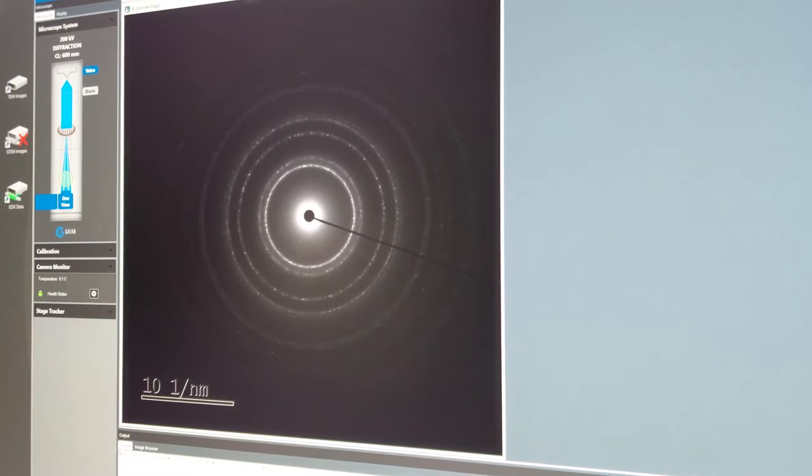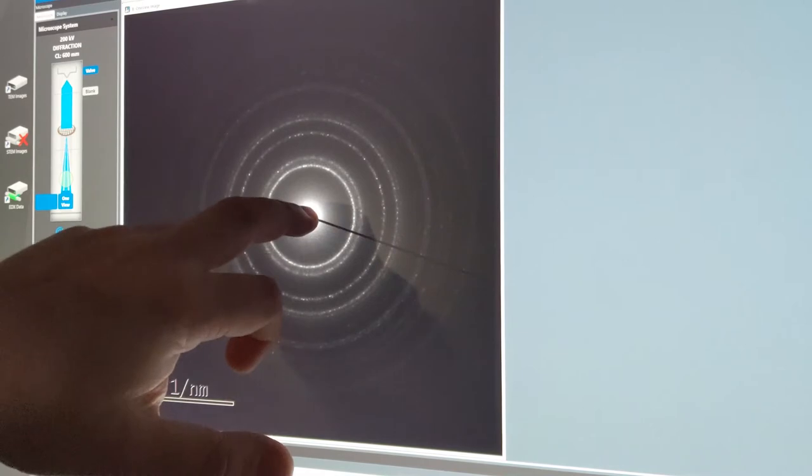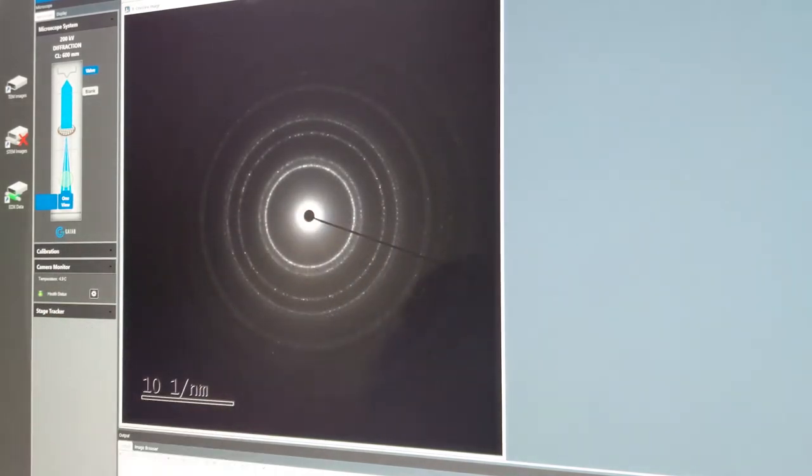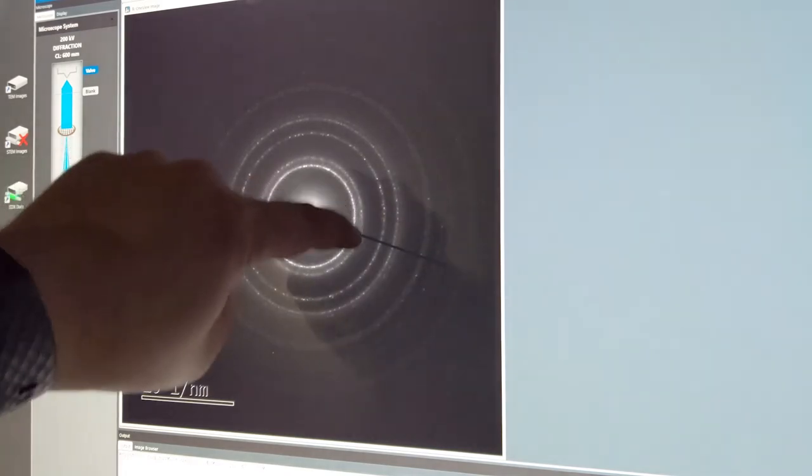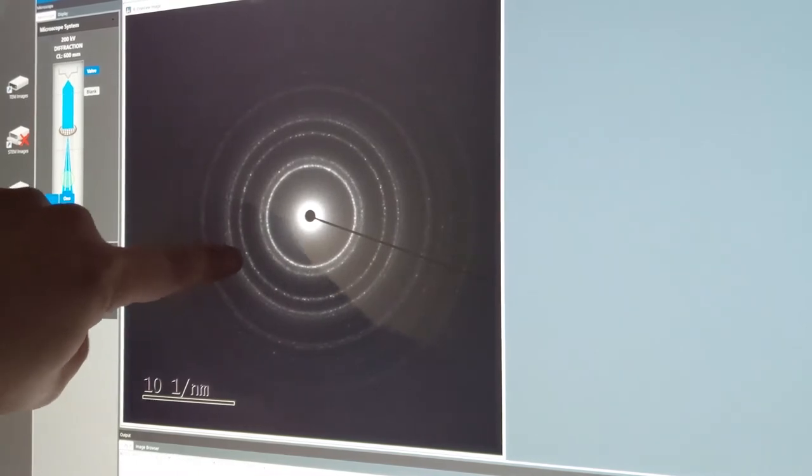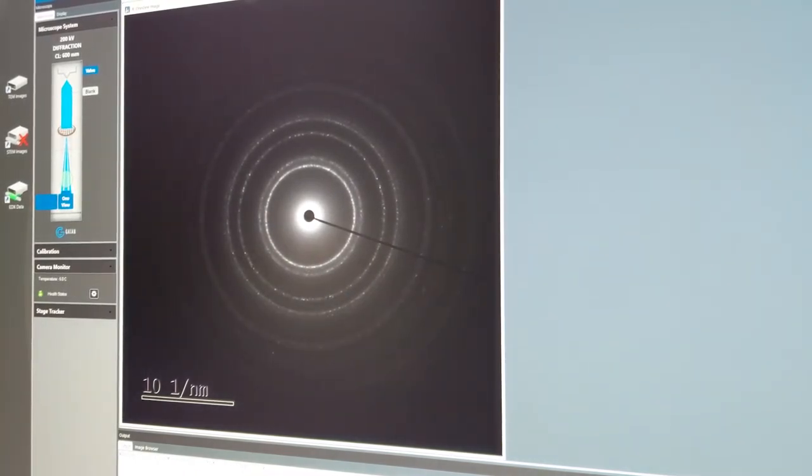As we move away from the center, we are moving out further and further at increased angle that the electrons have been scattered by. And what we see is that at certain angles, such as here, we get strong scattering. This is the diffraction that we were talking about before. By using Bragg's law, we can show that each of these rings corresponds with a distinct crystal lattice plane for gold. So the first one we can measure will give us the 111 plane for gold.